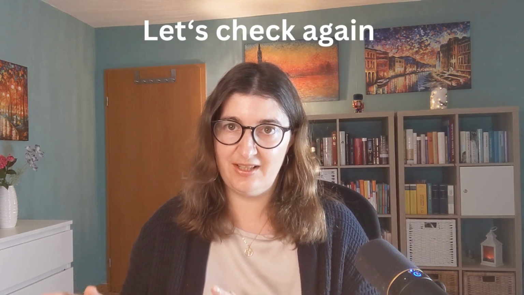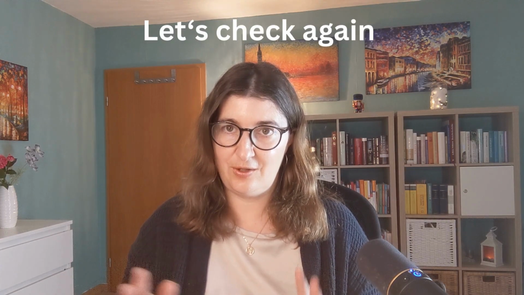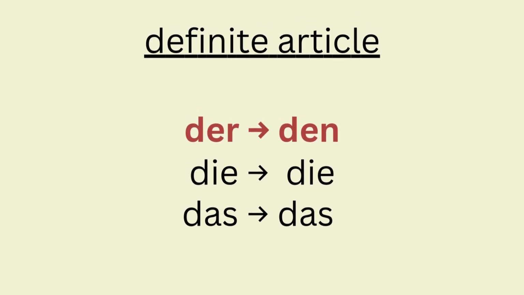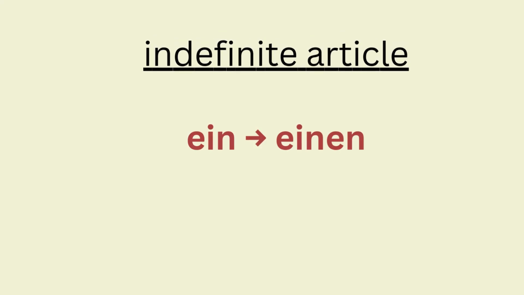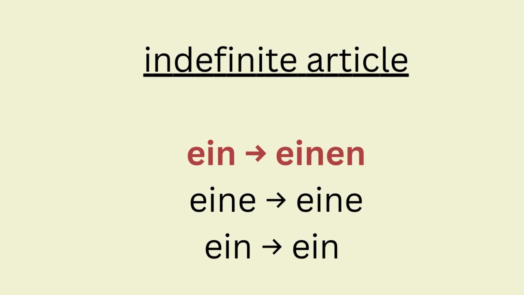When we use the accusative, there are some changes to the article. Do you remember? If not, please check again. So for the definite article, der, die, das, you see there's only one change. Der becomes den, the male article, and the female and neutral article remain the same. It's similar for the indefinite article. The male article changes, ein becomes einen. Neutral and female, it's the same.